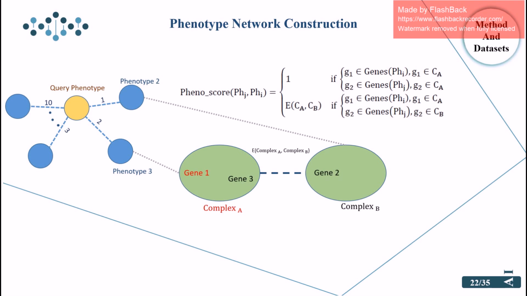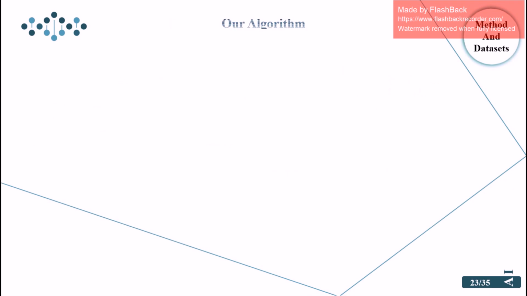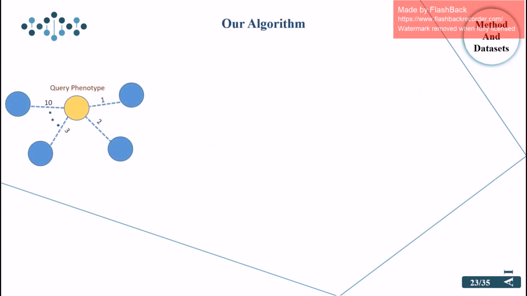And this is the formula. Pheno score is the degree between two neighbors in the phenotypic layer. In this part, we want to see our algorithm. I want to mention again that we aim to prioritize candidate disease genes based on known disease genes.